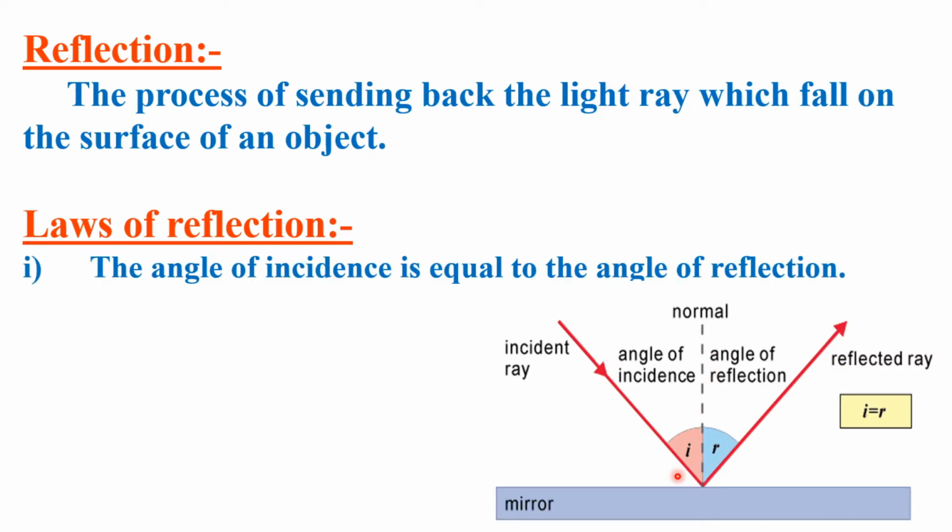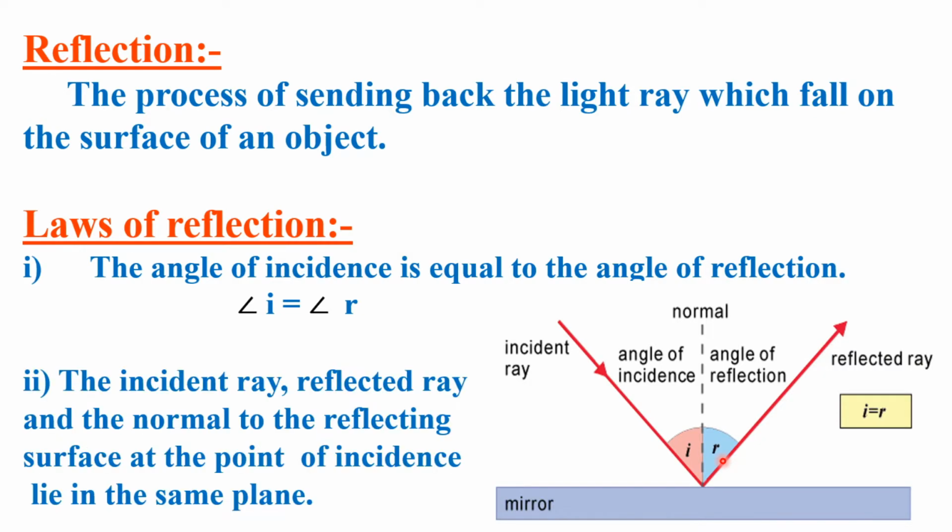The first law of reflection states that the angle of incidence is equal to the angle of reflection. How is the angle of incidence formed? The angle between the incident ray and the normal makes the angle i. How is the angle of reflection formed? It is the angle between the reflected ray and the normal. So angle i is equal to angle r. This is the first law of reflection.